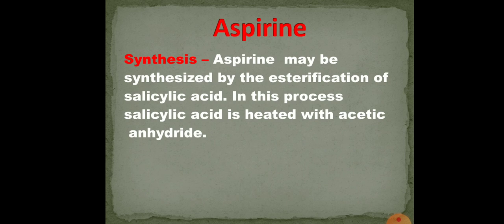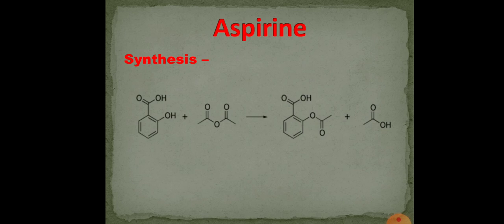Then synthesis of aspirin. Aspirin may be synthesized by the esterification of salicylic acid. In this process, salicylic acid is heated with acetic anhydride. We can see here, this is the route of synthesis of aspirin. In this reaction, acetic acid is also formed as a byproduct.